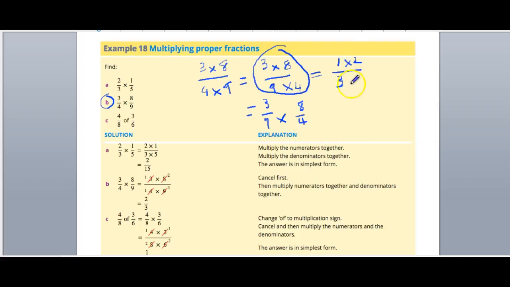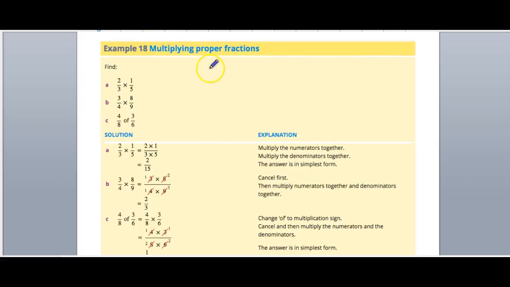We didn't have anything on the bottom, it's basically just 1. So 1 times 2 gives you 2, 3 times 1 gives you 3. So you get the same answer of 2/3. All right, let's have a look at the next example. I'm going to do question C in the same way.